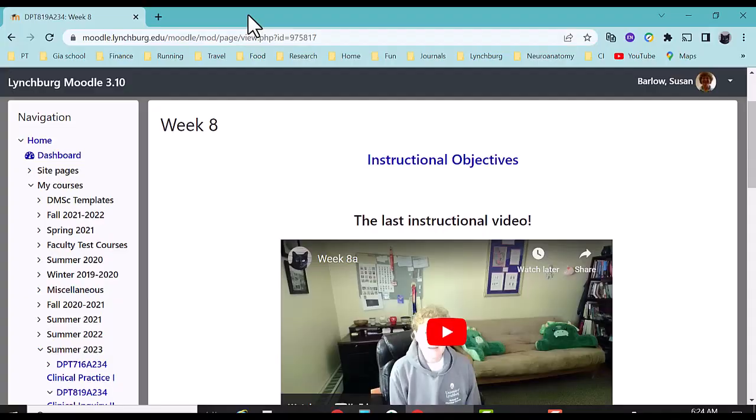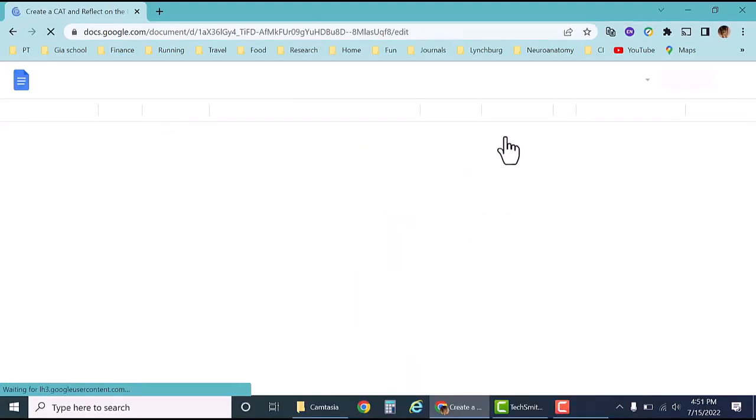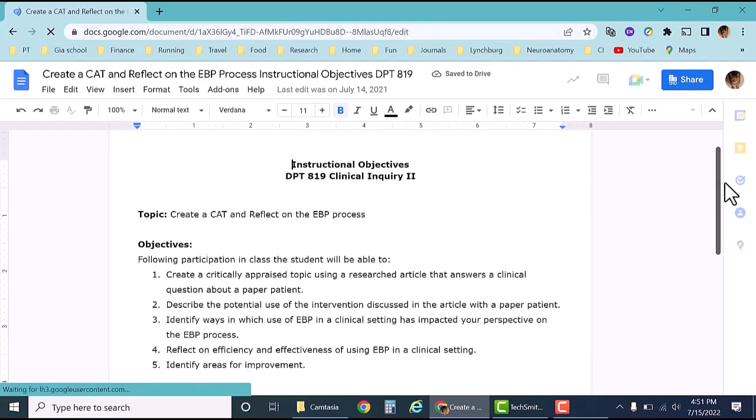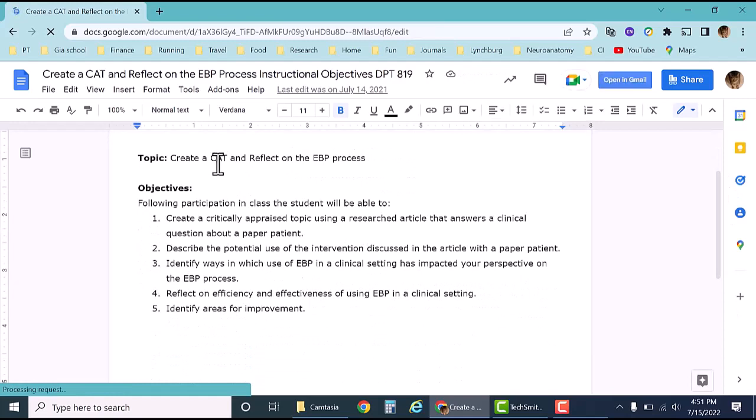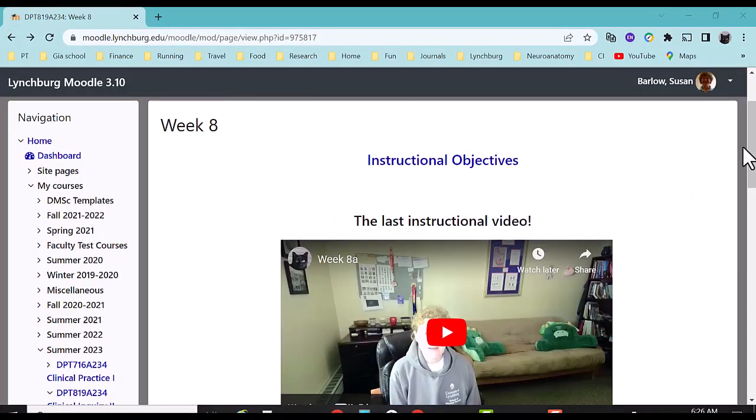Okay, so now let's go ahead and I'll walk you through the Moodle page for this week's assignments. So here we are on the Moodle page for week 8, and let's take a look at the instructional objectives for this week. So essentially, you're going to create a critically appraised topic, or CAT, and also perform another assignment where you reflect on the evidence-based practice process. Okay, short and simple.